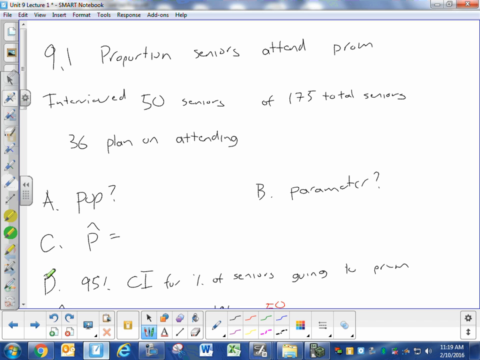Tanya is trying to figure out the proportion of seniors that are going to attend prom. Tanya interviewed 50 seniors. There are a total of 175 seniors at the school. 36 of the 50 that she interviewed plan on attending. What is the population? What is the parameter? So population is the group of things, group of whatever. Parameter is what we are attempting to study from that group. And C is, what is the sample proportion that we can find?